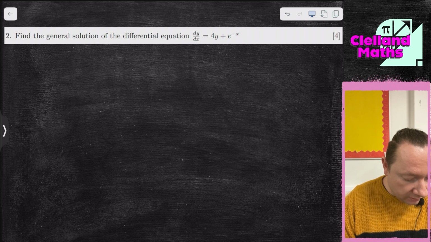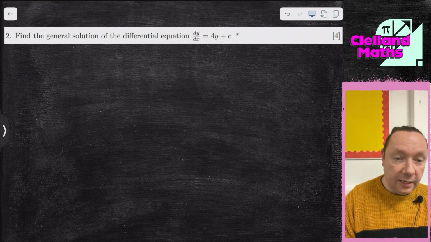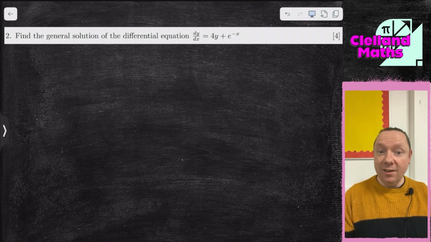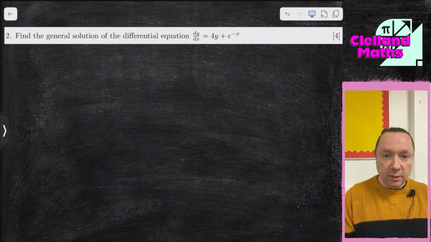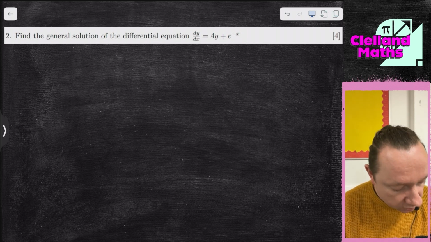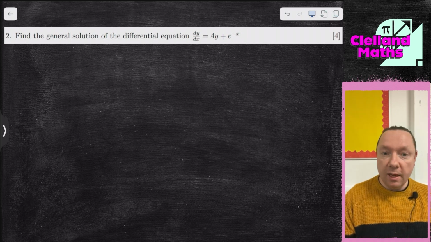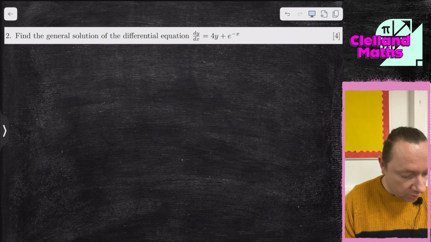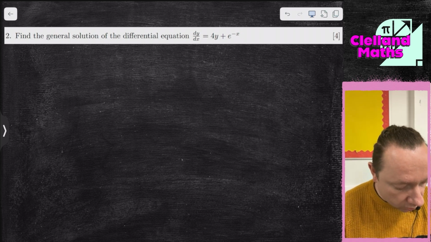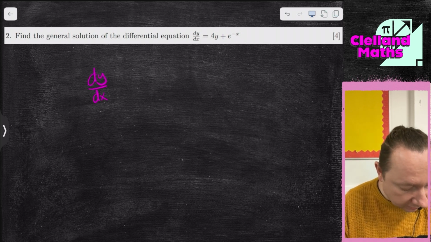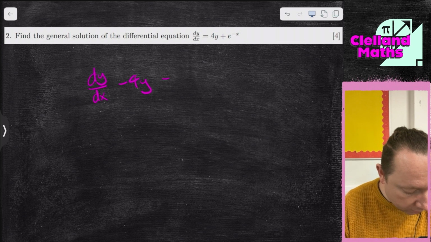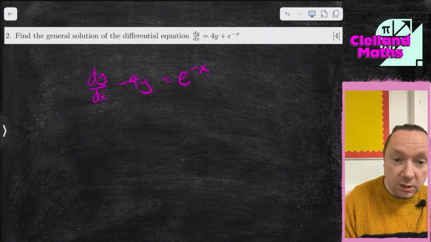Advanced Higher Maths 2025 last minute paper 2 question 2. Find the general solution to this differential equation, which is dy by dx equals 4y plus e to the minus x. So that's a linear first order differential equation, but I can't do variables separable. So what you do instead is you move everything over to the same side except the function of x on the right. So I've got dy by dx minus 4y equals e to the minus x. So there's your starting position there.